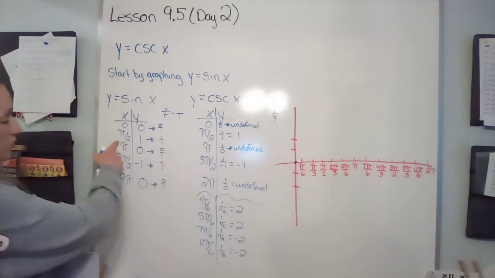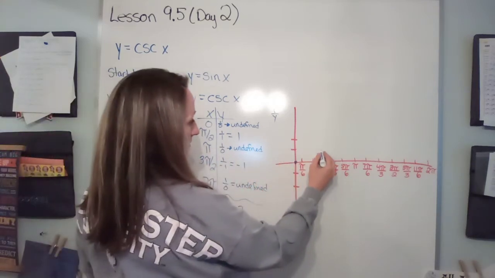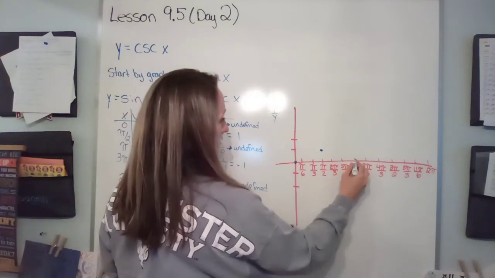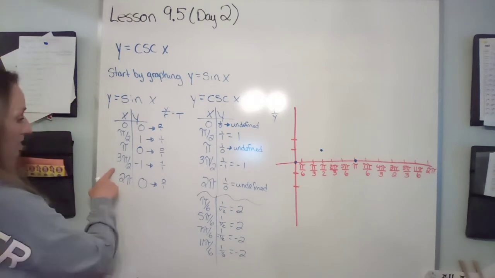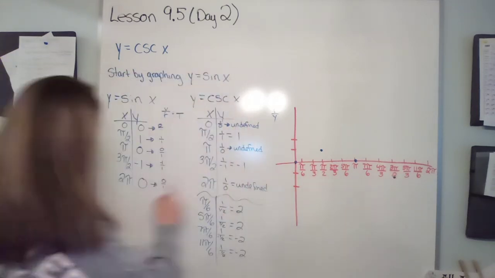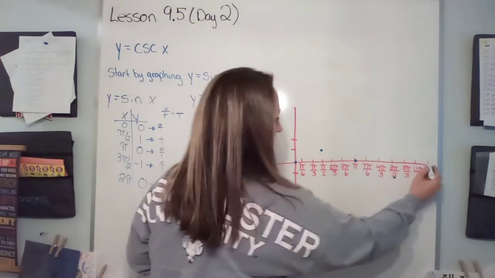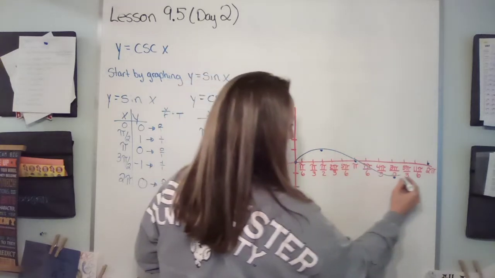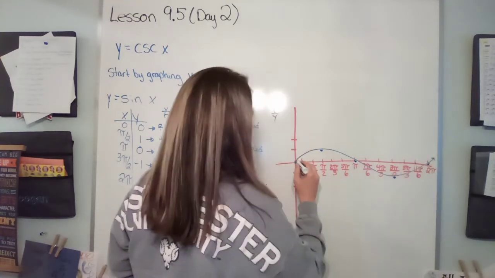Then I have pi over 2, 1. Then I have pi, 0. Then I have 3 pi over 2, -1. And then I have 2 pi, 0. Okay, so here is my parent sine function.